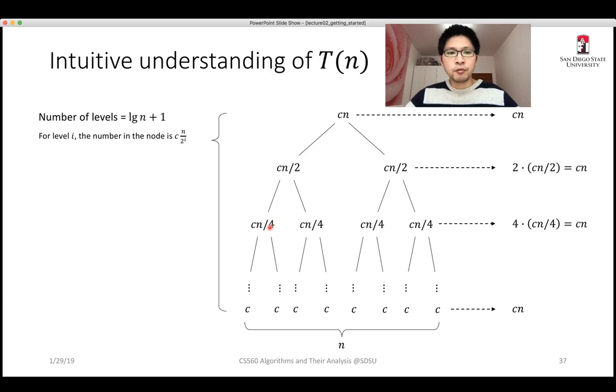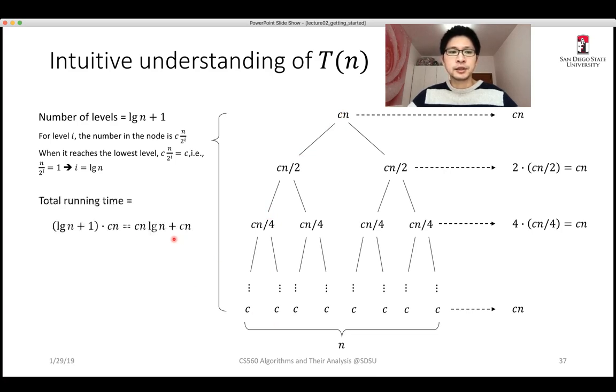When it reaches the lowest level, this number should be C. And if we solve this, we can easily get that i equals log of n. And here the base of the log function is 2. Okay, so the levels range from 0, 1, 2, up to log of n. Therefore, there are in total log n plus 1 levels.